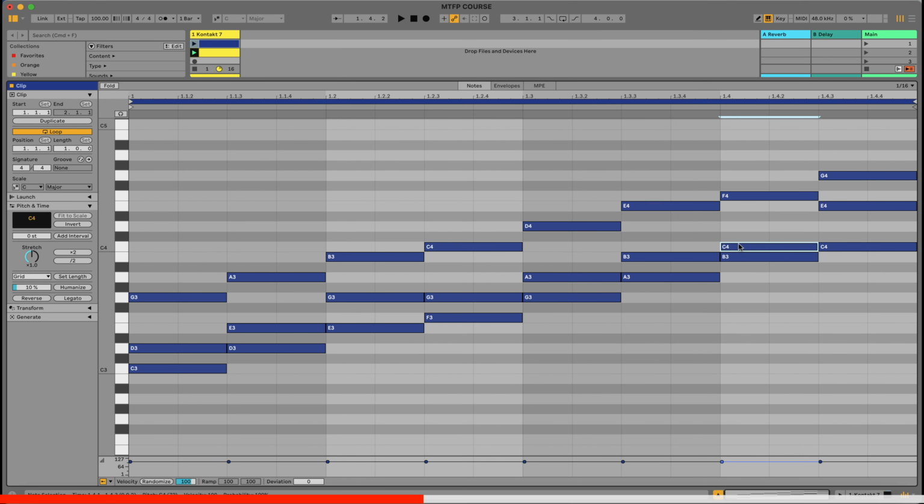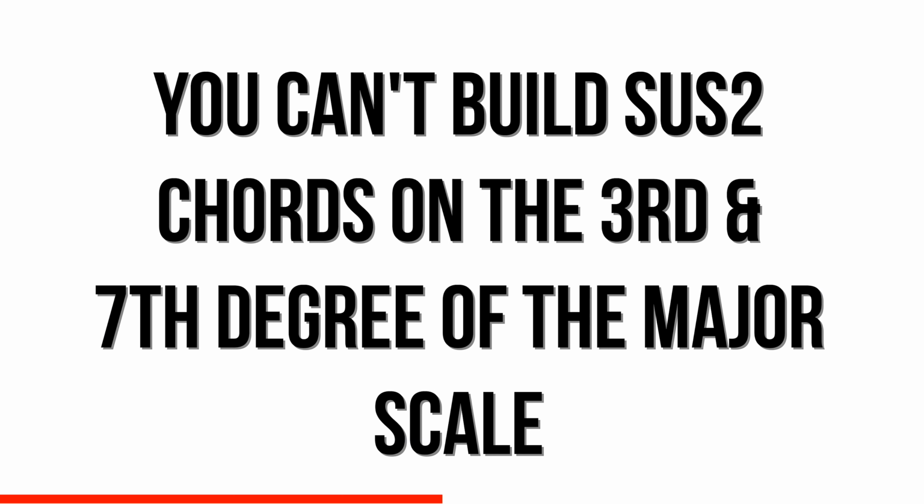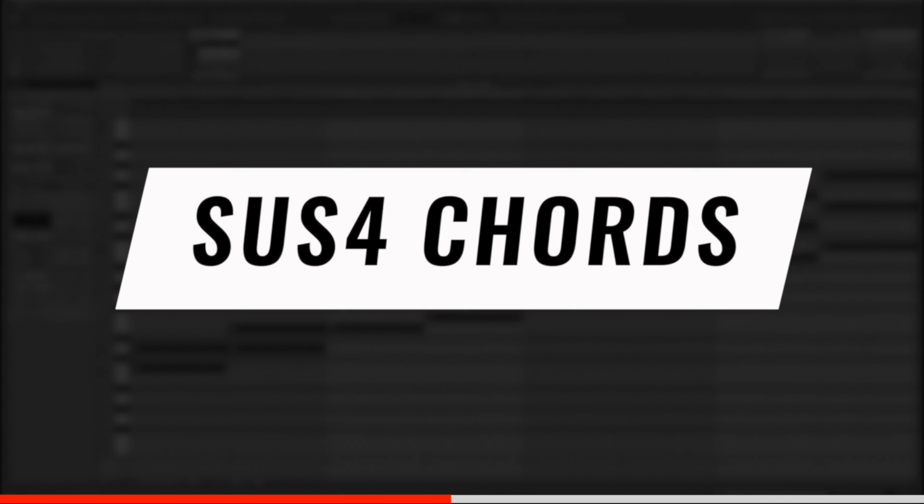Now, I'm going to explain this a little bit further when we have a look at 7th chords in this course. So if you are a little bit confused with that, don't worry. All you need to know is that you can't build sus2 chords on the 3rd degree and on the 7th degree as well. All right, so let's move on to the sus4 chords.